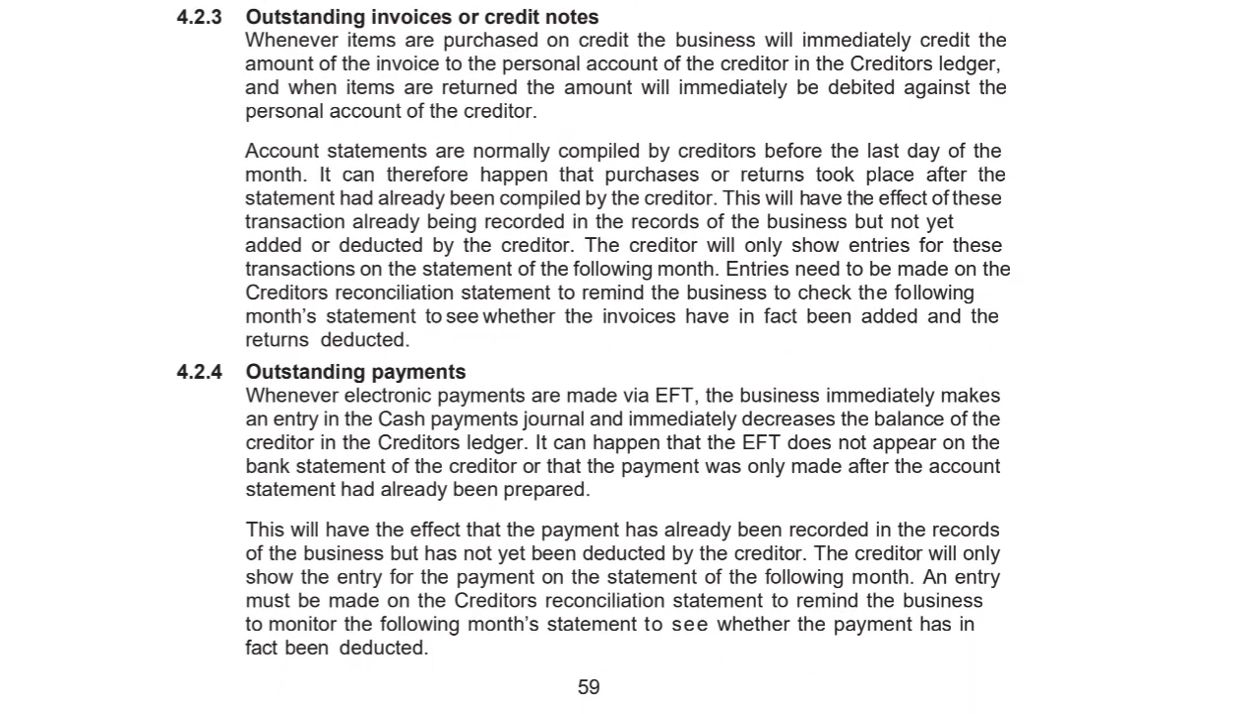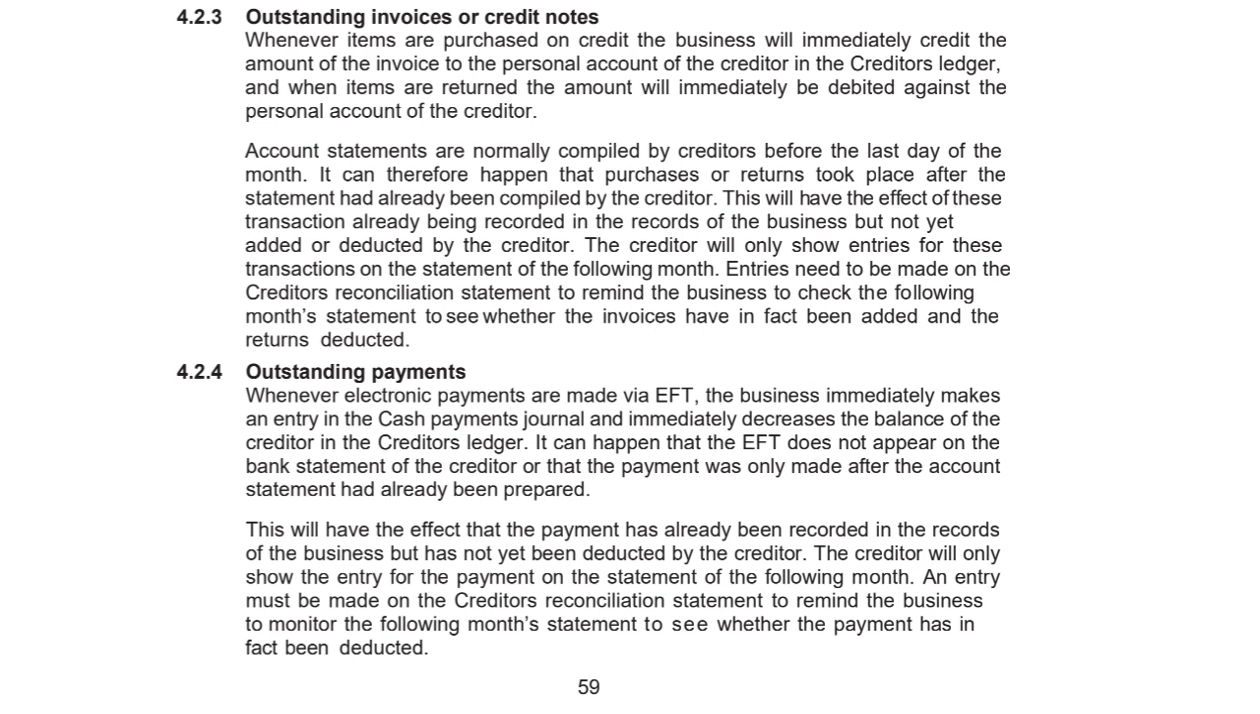4.2.3. Outstanding invoices or credit notes. Whenever items are purchased on credit, the business will immediately credit the amount of the invoice to the personal account of the creditor in the creditor's ledger. And when items are returned, the amount will immediately be debited against the personal account of the creditor.